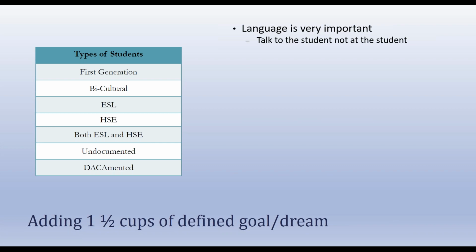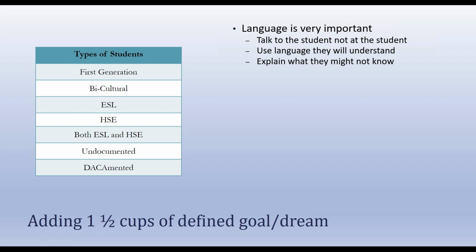The type of students that we normally have is first generation students, bicultural, ESL, HSE, or they could be in both our ESL and HSE courses, or students who are undocumented or documented, as I like to call them. Language is going to be very important. Make sure that we are talking to the student, not at the student. From feedback from previous students that I've had, that's always been a key. I've already stated this, you want to use language that they will understand. Explain what they might not know.